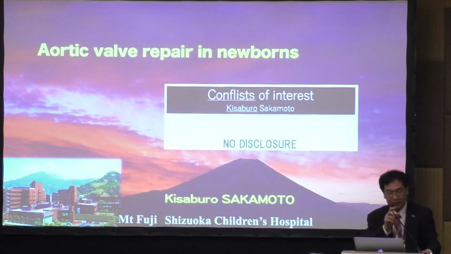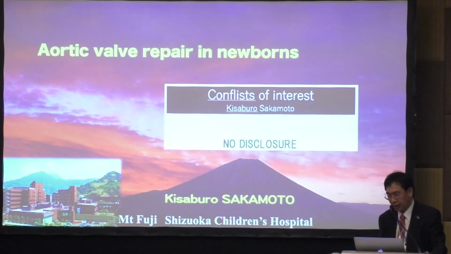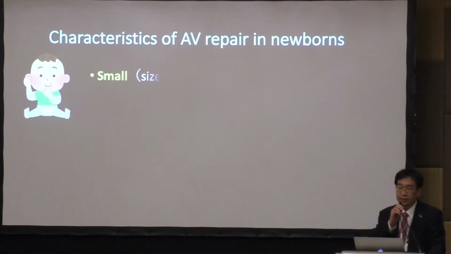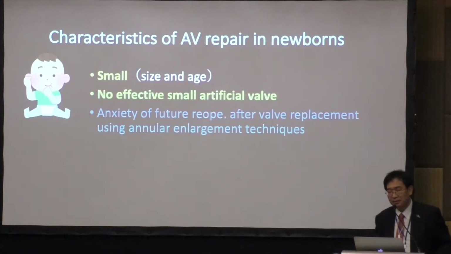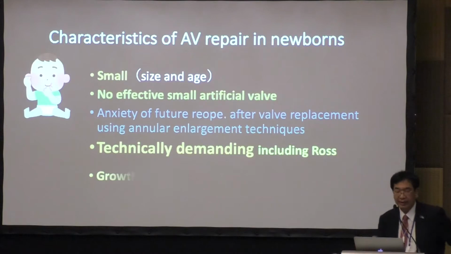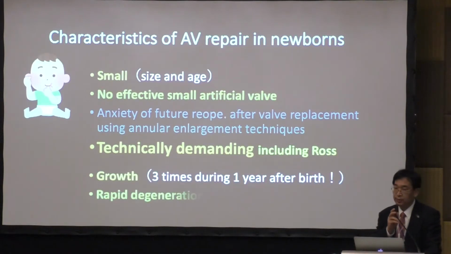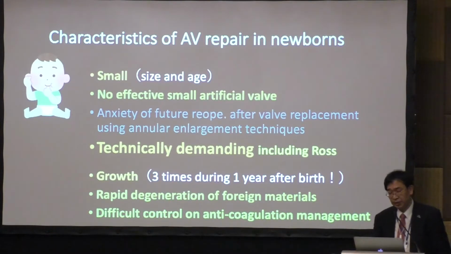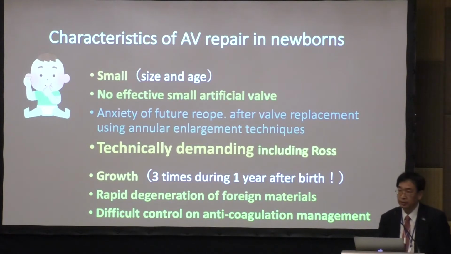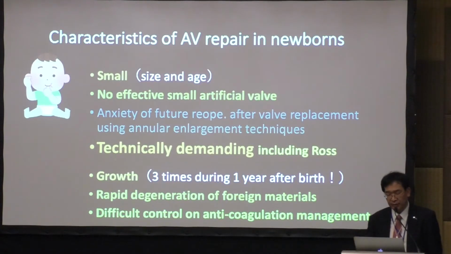My presentation is aortic valve repair in newborns. No conflict of interest. As you know well, the characteristics of the aortic valve in newborns: small size and age, and no effective small artificial valve. So there is anxiety about future reoperation after valve replacement using an annulus enlargement technique. But in the newborn, we usually cannot make a Konno procedure. And it is technically demanding, including neonatal Ross.